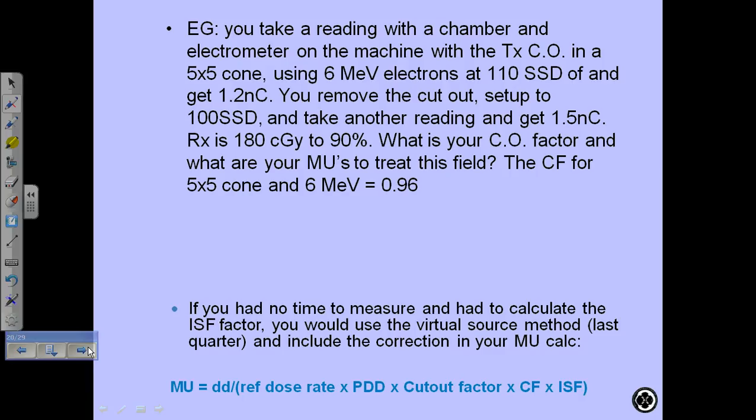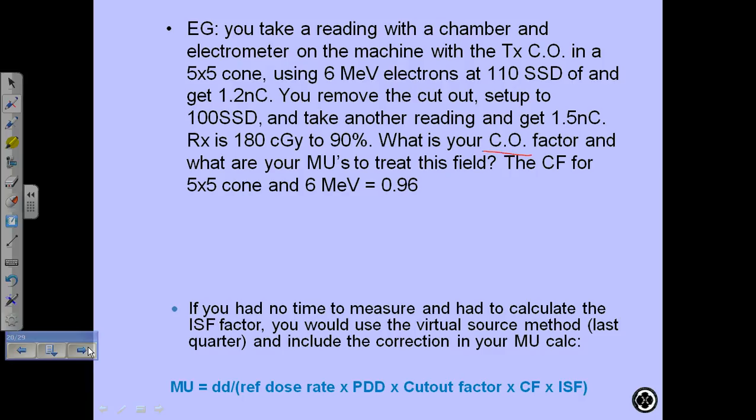Now, this first reading divided by the second reading is your cutout factor. That cutout factor includes your inverse square, right? Because you're taking one reading at 110 and another reading at your reference SSD. So that includes your inverse square factor. You don't need an inverse square. That's more accurate than using the inverse square formula. So the inverse square factor is built into this.